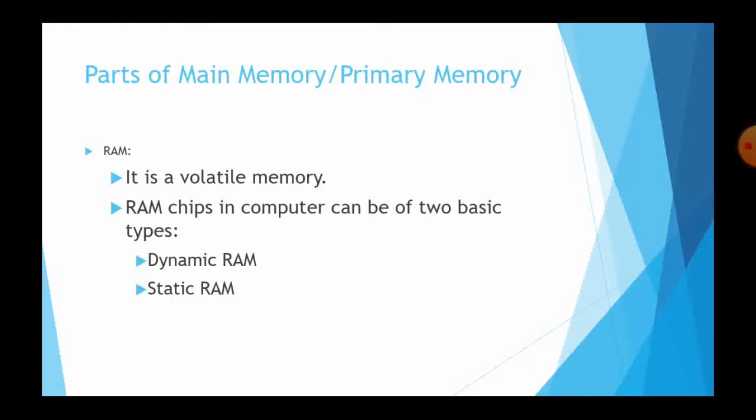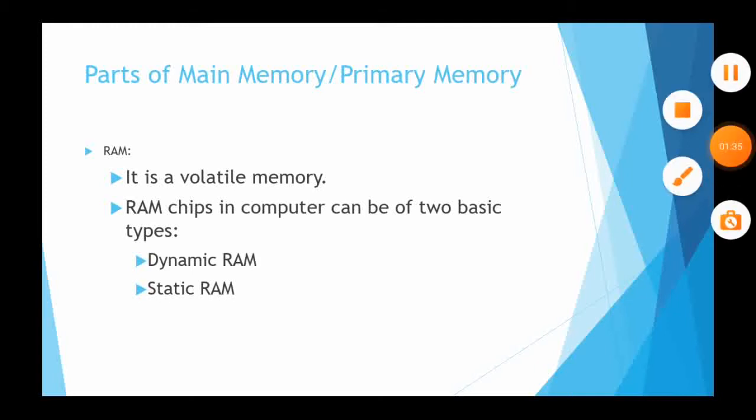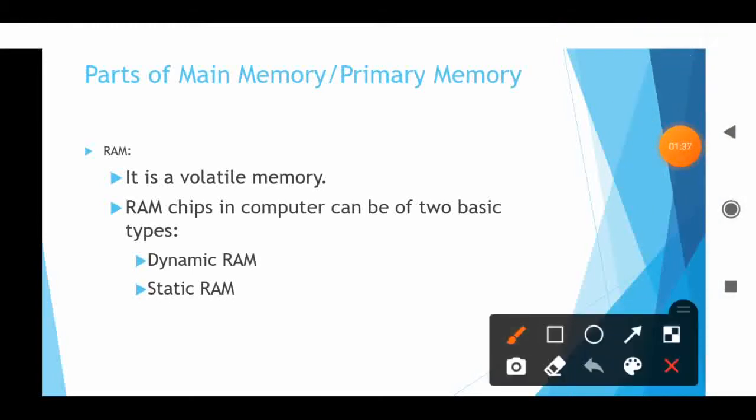Dynamic RAM is made up of transistors and capacitors. It will access the data from the memory until the data is available, within the memory access time. The access time ranges from 20 to 70 nanoseconds.